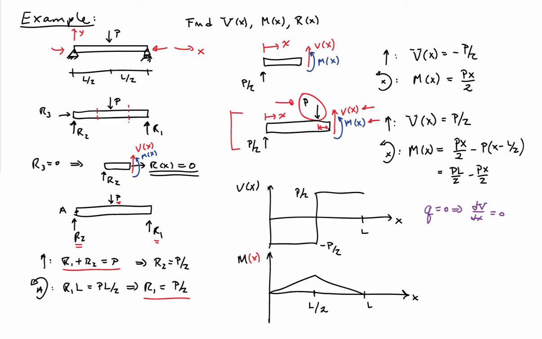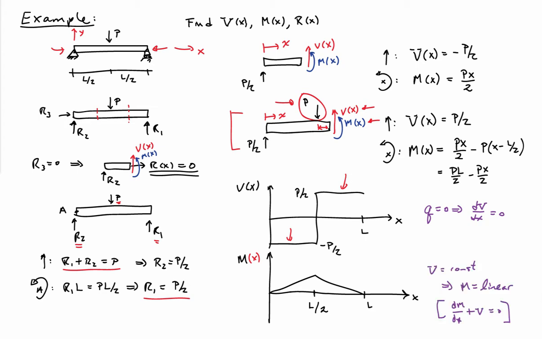Note that there is no distributed load in the section to the left of the force P or to the right of the force P. And so in those sections, dV/dx has to equal 0, which means V is a constant. So I get one constant to the left of the load and a constant to the right of the load, and it happens to be a different constant, but it is a constant in those two sections where the distributed load is equal to 0.